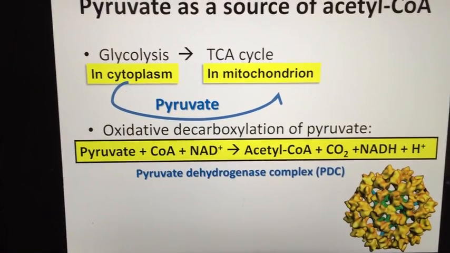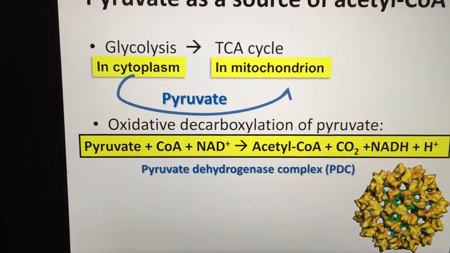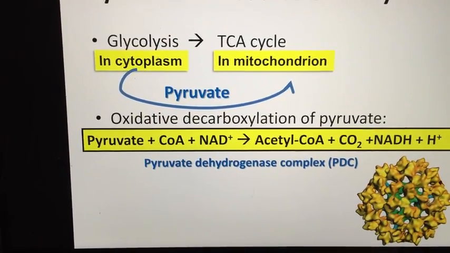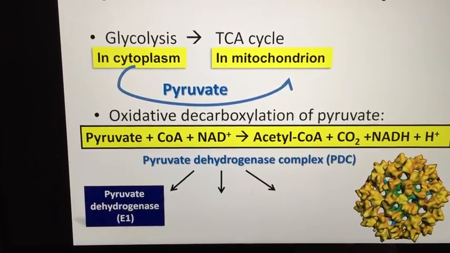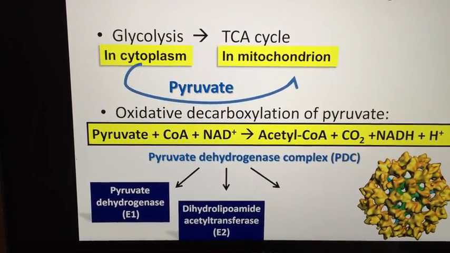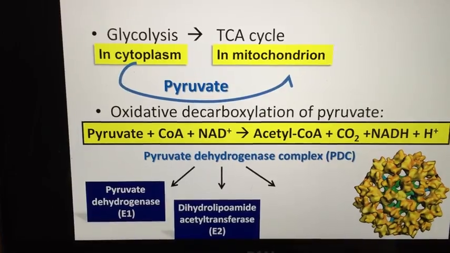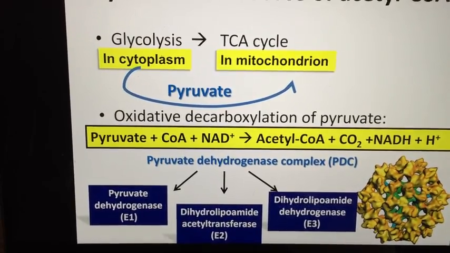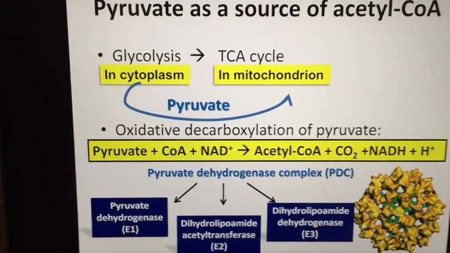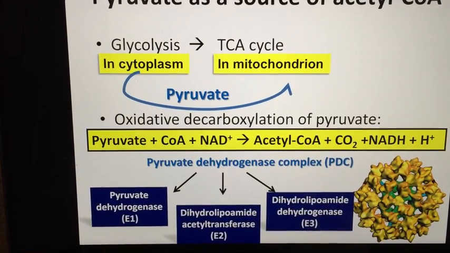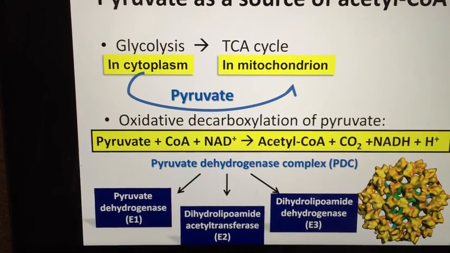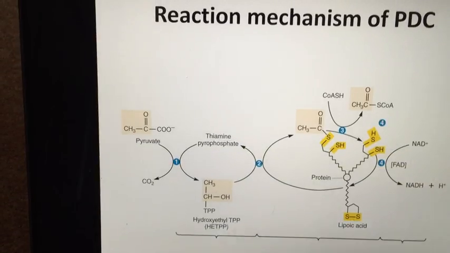It's a huge complex of a number of enzymes and coenzymes that assist in catalyzing this reaction. So there are 3 enzymes: pyruvate dehydrogenase, or enzyme 1, dihydrolipoamide acetyltransferase, or enzyme 2, and dihydrolipoamide dehydrogenase. These are nice big words that you can use to impress your younger siblings. Go and tell them, I know what dihydrolipoamide acetyltransferase is.